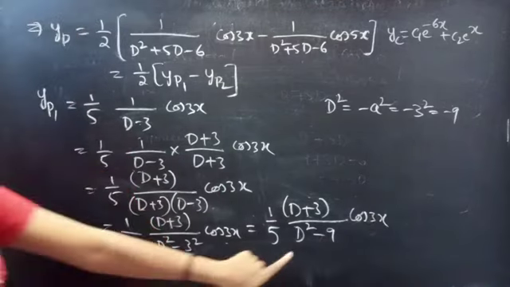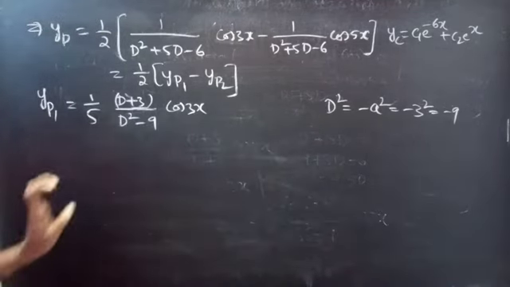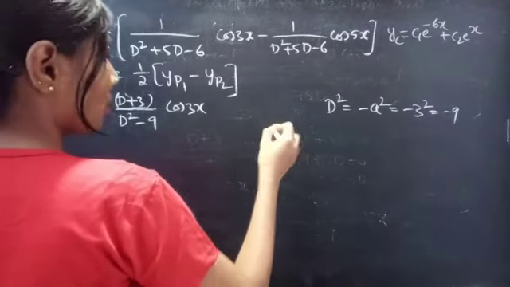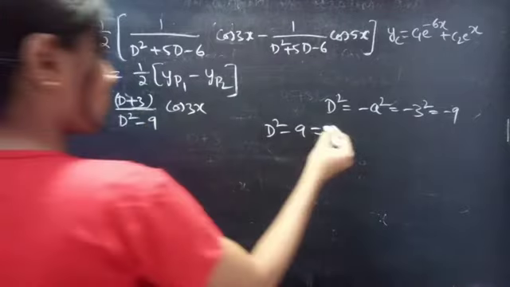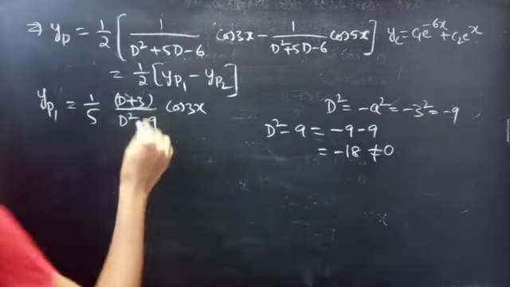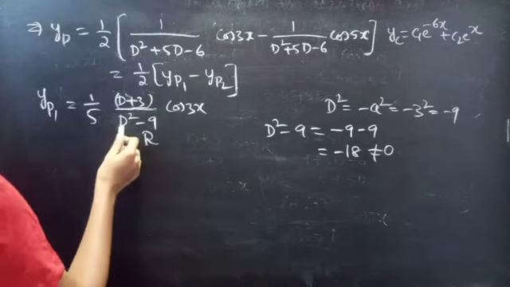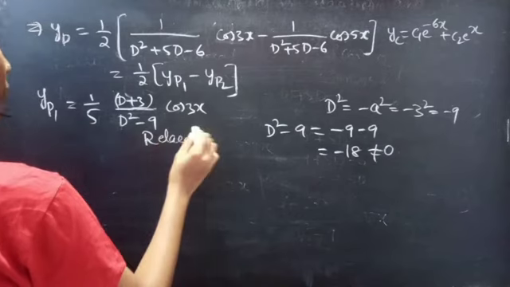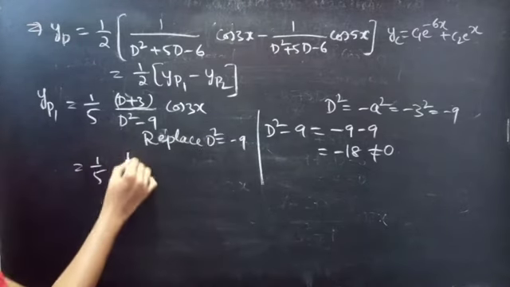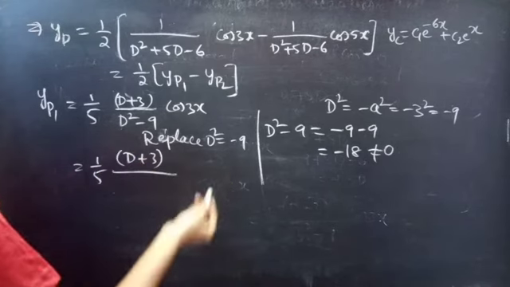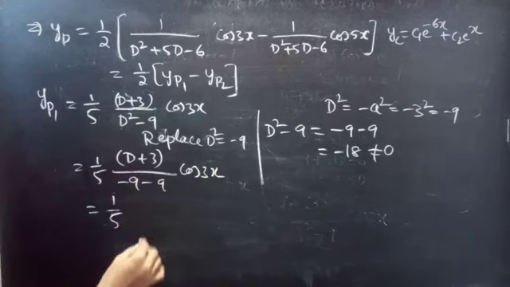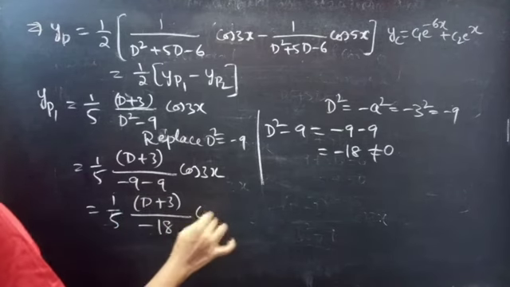Again, D square appears in the denominator. Now let's see what happens by replacing D square by minus 9 in the denominator. Always we have to get a denominator which is not equals to 0. So consider the denominator D square minus 9 and replace D square by minus 9. We'll get minus 9 minus 9, which is equals to minus 18, which is not equals to 0. Since the denominator is not equals to 0 by replacing D square by minus 9, we'll replace D square by minus 9. Okay, then we'll get 1 by 5 into (D plus 3) by minus 18 into cos 3x.